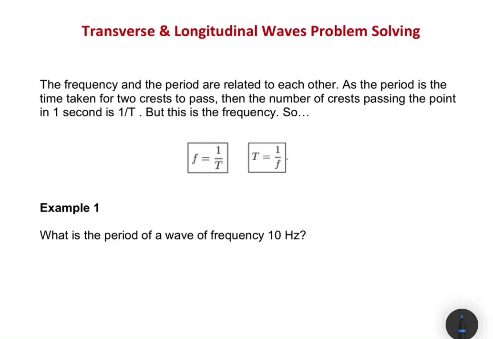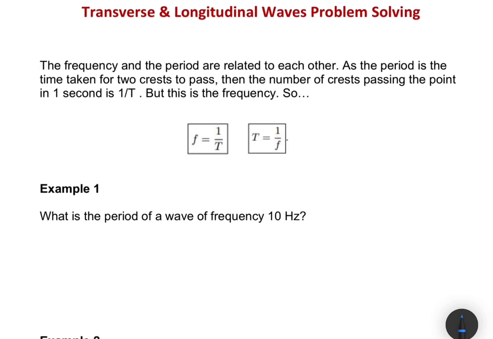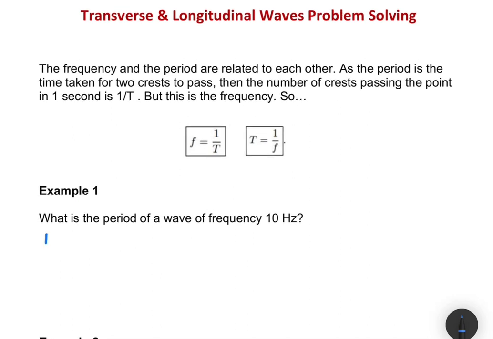There's a beautiful relationship between the period and the frequency of a wave. Let's do example 1 so that I can show you what we're talking about. Example 1 says: what is the period of a wave of frequency 10 Hz? So we're looking for the period, which is denoted by capital letter T. To answer this problem, we're going to use this second equation here.